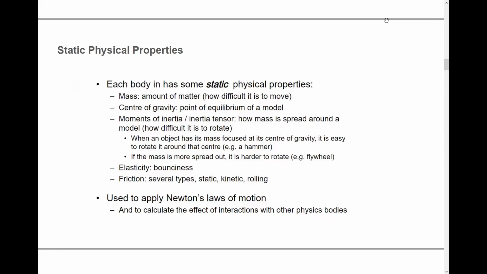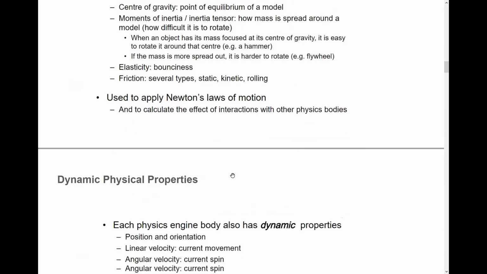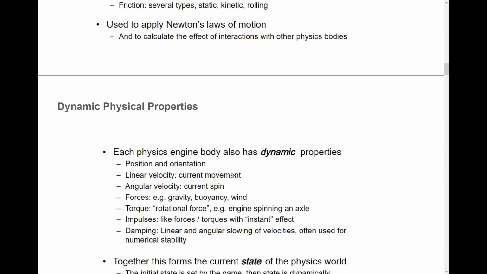The mass, gravity, moments of inertia, which means how mass is spread around the body. So if the mass is focused at the center of gravity, then we can easily rotate it around the center. But if it is more spread out, then it's harder to rotate it. So these properties are used. So those are static properties.